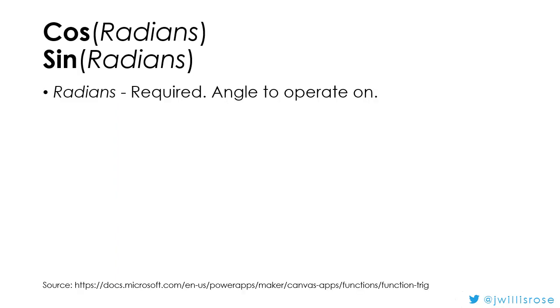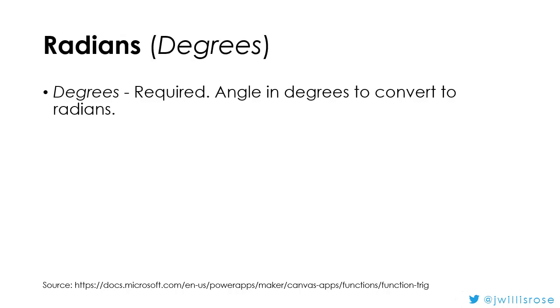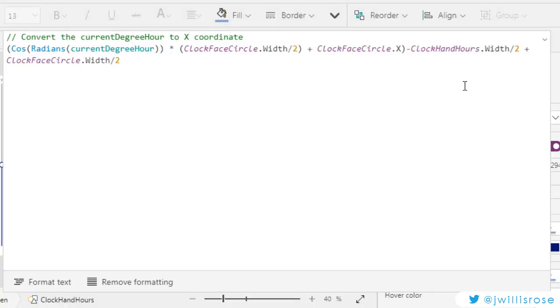The cosine and sine functions are part of PowerApps trigonometry functions. Again, refer to docs.microsoft.com. That's where this information is from. Another important PowerApp function is the Trig helper function radians, which converts degrees to radians, which is what we use in the cosine and sine functions. We need to use this function to take the degrees that we have and convert it into radians before we can use it in the cosine and sine function.